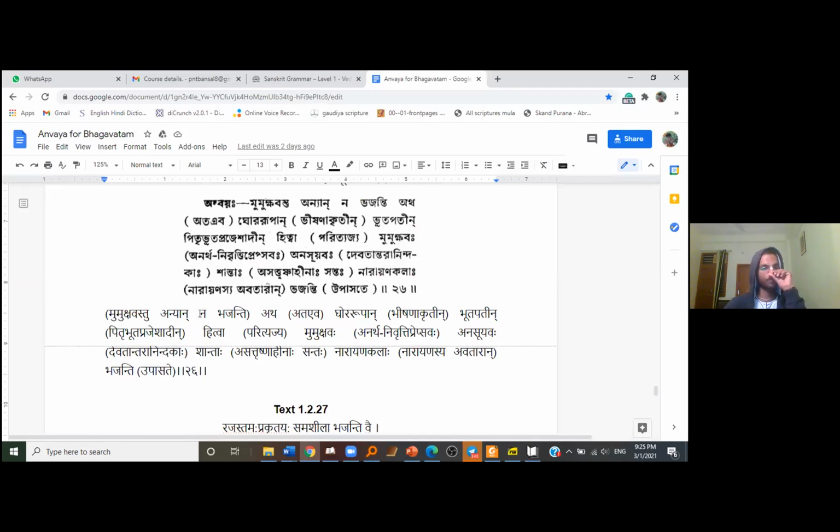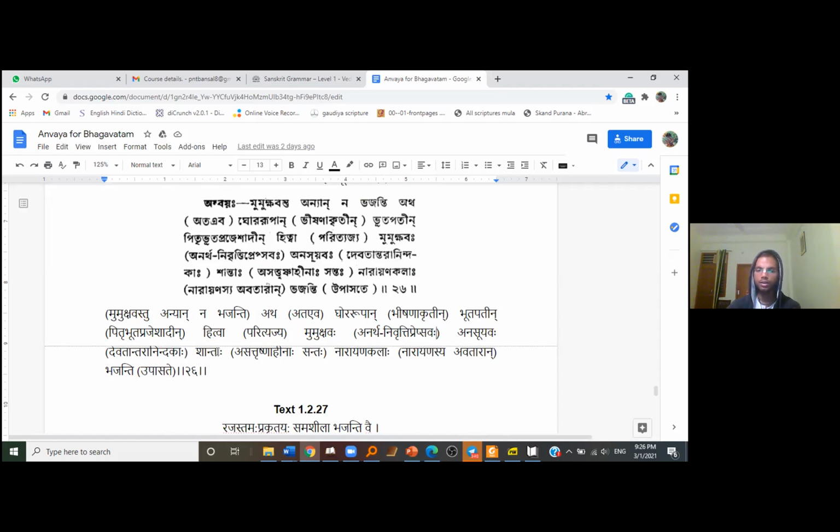So after giving up, the mumukshavaha, I really like this explanation of mumukshava, which means anartha nivritti prepsavaha. Prepsu means those who desire, ipsu. The word ichha comes from ipsu. So those who desire the eradication of their anarthas, and who are devata antar anindakaha, not blaspheming or envious of other demigods too. It doesn't mean that if we are not worshipping demigods, it's because we are envious of them. No, we are simply devoted to the Supreme Lord, and we don't envy anyone else.